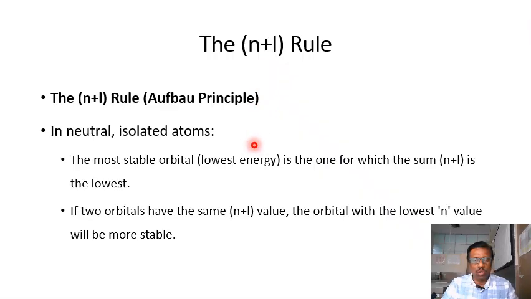The electron is going to occupy this orbital first. Whichever orbital's n plus l value is very low, there the electron is going to occupy. If two orbitals have the same n plus l values, then the orbital with the lowest n, that is lowest principal quantum number, will be the most stable.